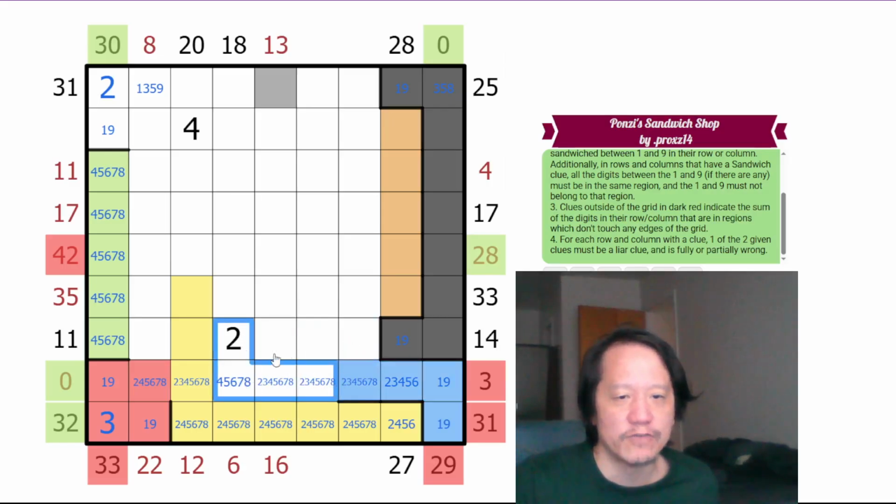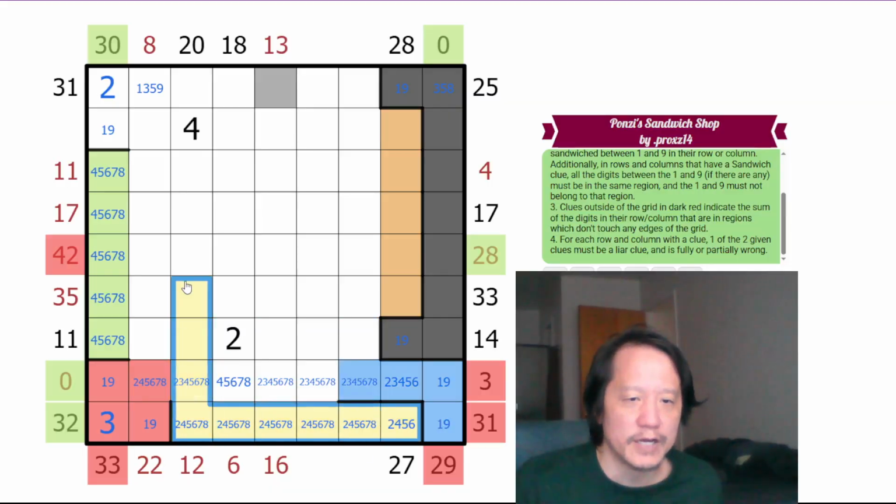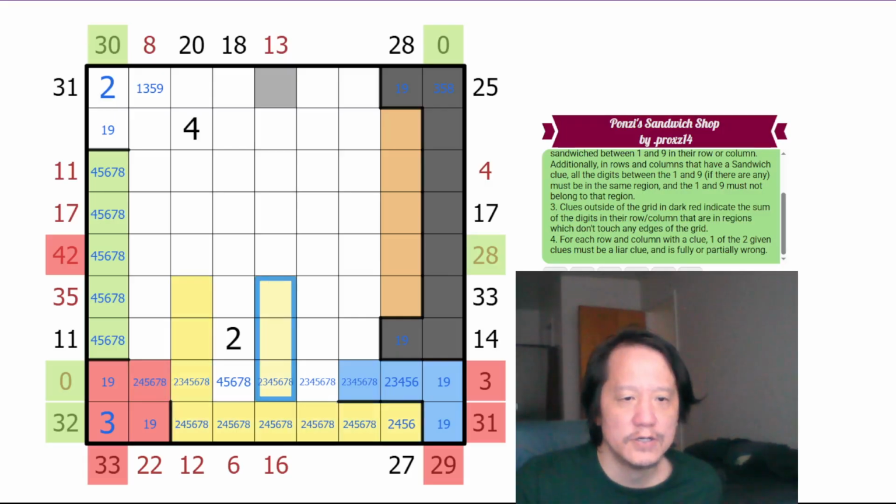These have to be part of blue or yellow. But again, the blue would be too large of a region. It would be 11. And if they were part of yellow, yellow's already 9, in this case. So yellow cannot go this one. So that doesn't work. Therefore, this must be the region here. And these two are part of the same region, so they must both be blue. That means this must be blue also.